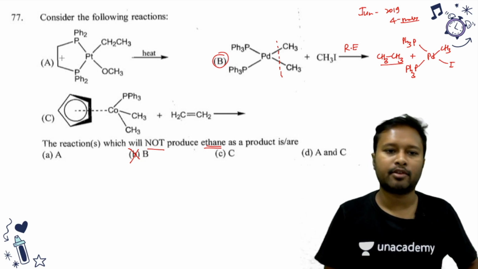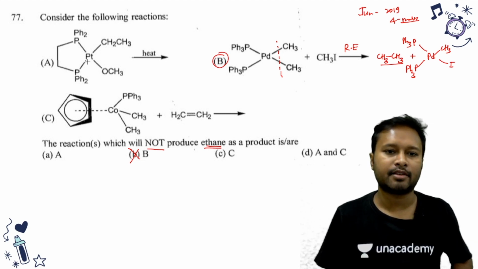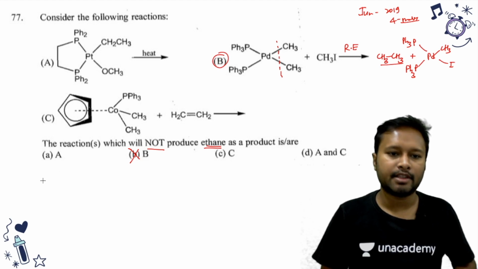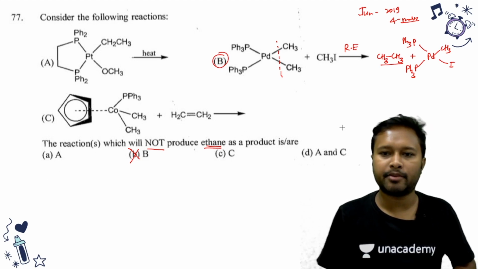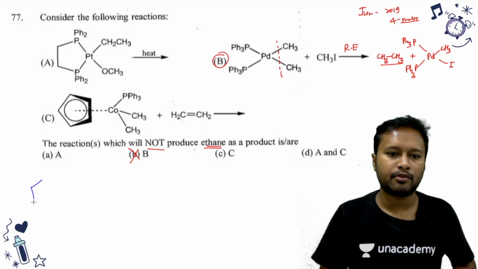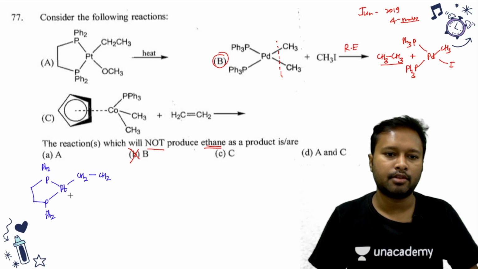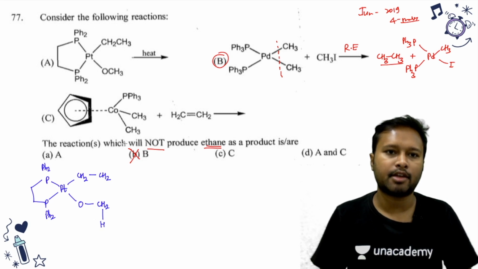Now you are left with options A and C. So let's look at option number A, whether it is or not. If it is so, then you can go with the answer very easily over here. So let's see what happens in this case. Let me draw the molecule first of all. I have P and PH2 and PH2, and I have Pt here, and I have CH2 and CH2. Here I'll write this as CH2 and H. Okay, so that's how I have written it.